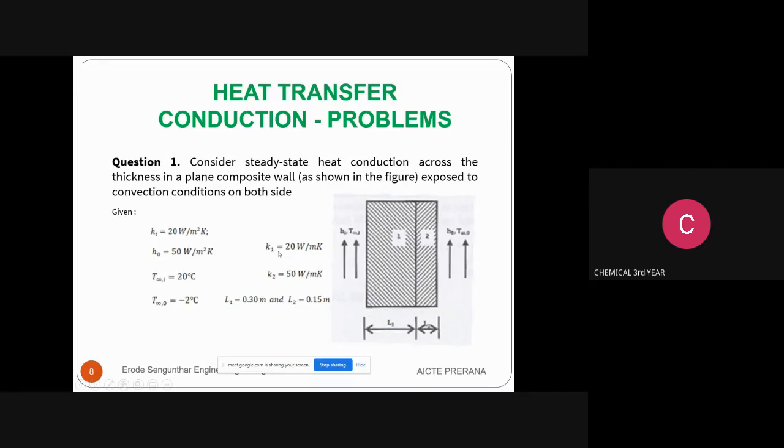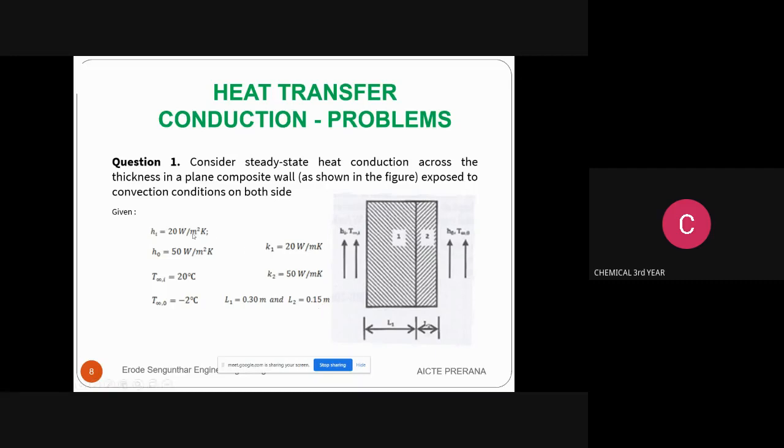K1 is the thermal conductivity of the first material, which is 20 watt per meter Kelvin. K2, the subscript 2 denoting the second material, is 50 watt per meter Kelvin. And based on the figure given, L1 is 0.30 meter and L2 is 0.15 meter. Check whether all the things are in SI units or not. If not, you have to convert them to SI units.